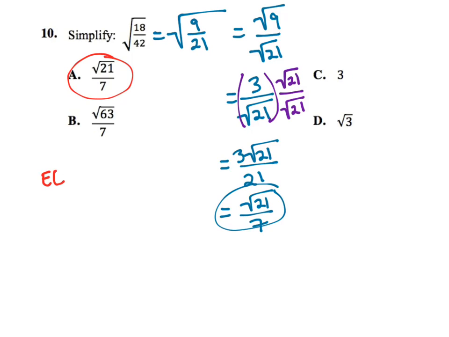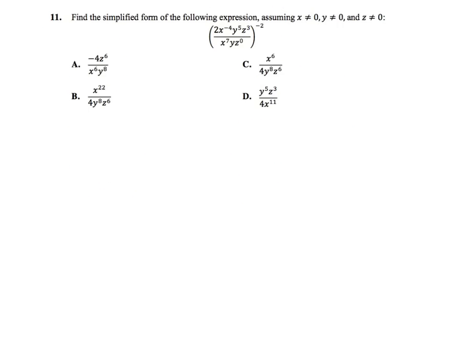To practice this, I recommend EE1 through EE7. That means anything in between. All right, number 11. Find the simplified form of the following expression, assuming, once again, we're making sure that we don't have zeros in the denominator.